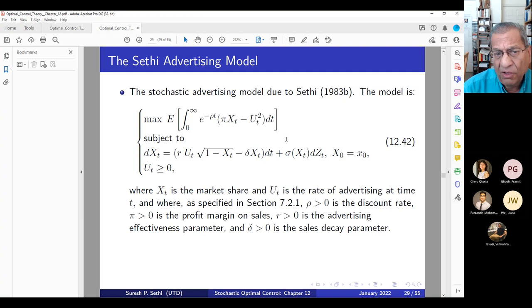The next model, remember, all of these chapters are recipes. We cannot do stochastic control, especially because of the level of mathematics required. This book is more on deterministic control, except the last two chapters. And stochastic control would be almost a course all by itself. So it's just to cover the important topics in inventory literature and advertising literature that I'm covering this topic.